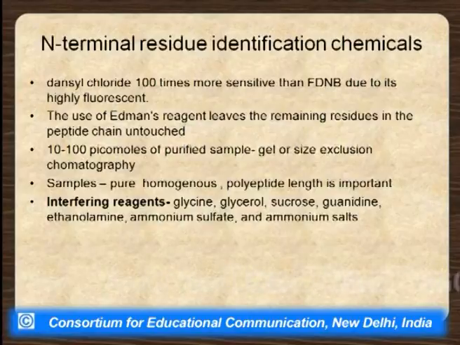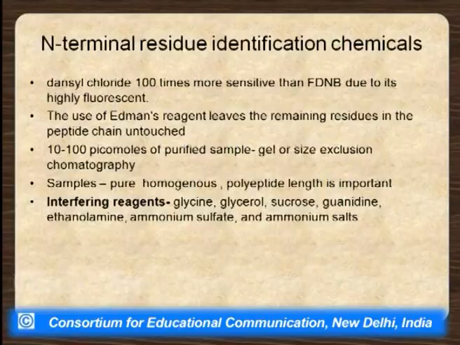So, we cannot go on and sequence an entire protein. We have to fragment it into smaller polypeptides, around 20 to 50 amino acids long, for efficient sequencing. Also, while we are preparing our samples, we have to take care that there are no interfering agents such as glycine, glycerol, glycine coming from Tris kind of buffers, sucrose, guanidine, ethanolamine, ammonium sulfate and other ammonium salts. So, sample preparation and purity of the protein are of prime importance while conducting such experiments.